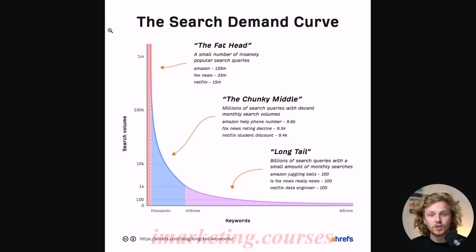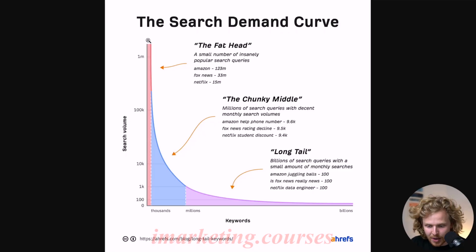It actually has to do with the search demand curve. So what we're looking at here is the search demand curve. This is given to us by Ahrefs, right? So what we see here on the left is search volume. So we go up to 1 million monthly searches. And then down here, we have the number of keywords, right? And this is where we can see short tail versus long tail keywords.